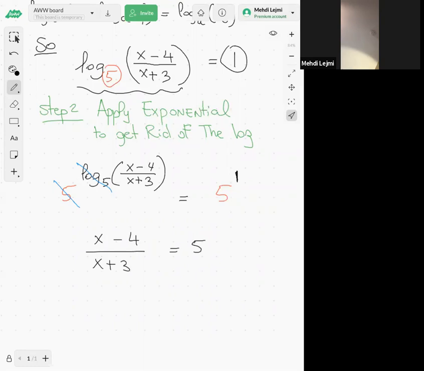On the left side it's a fraction, (x minus 4) over (x plus 3). On the right side it's a whole number, but you can make the whole number look like a fraction by dividing by 1. So this 5, I'm going to divide 5 by 1. Now we have fractions on both sides. How do we solve the equation with fractions? All you have to do is cross multiply.